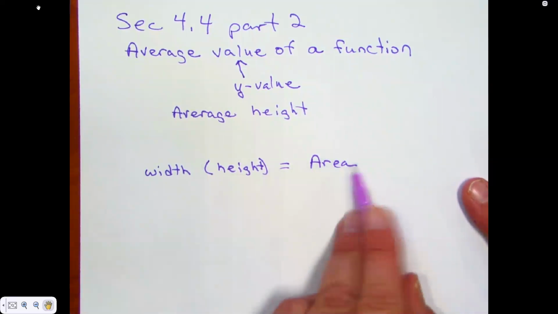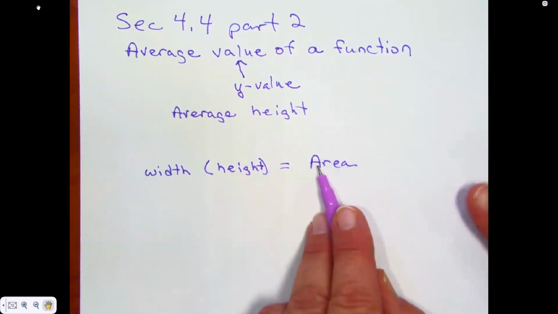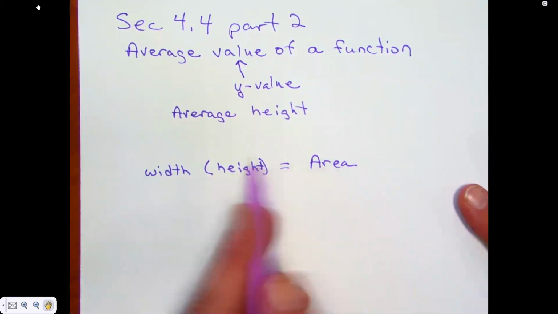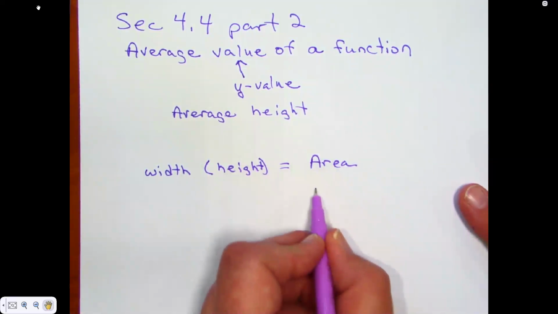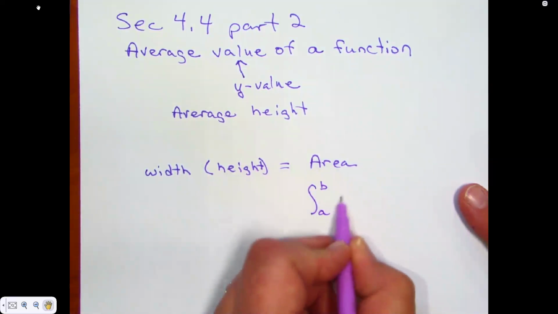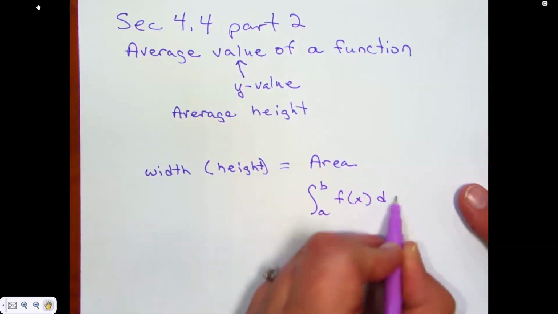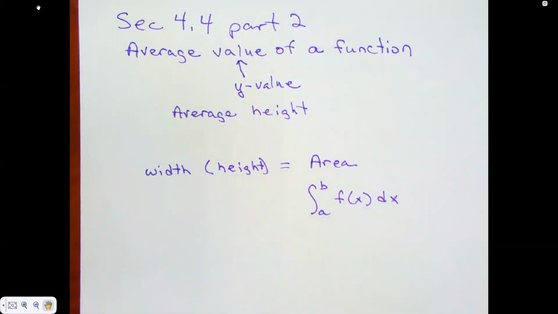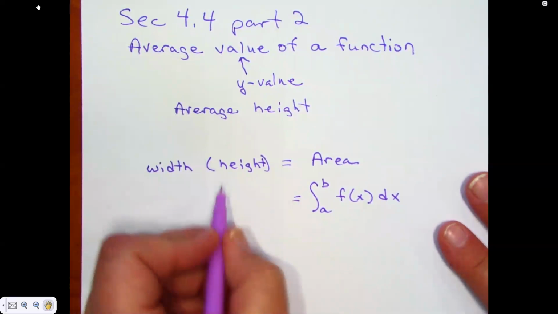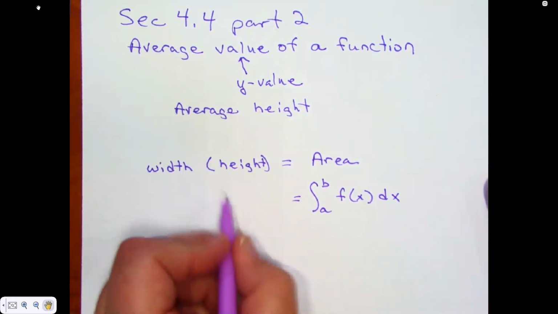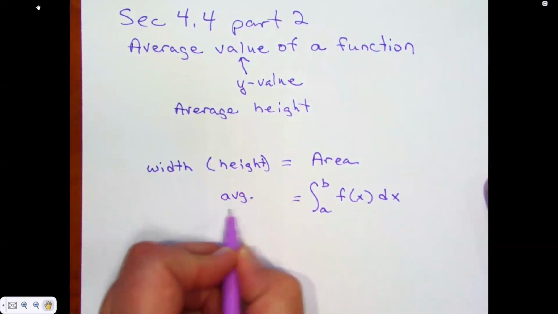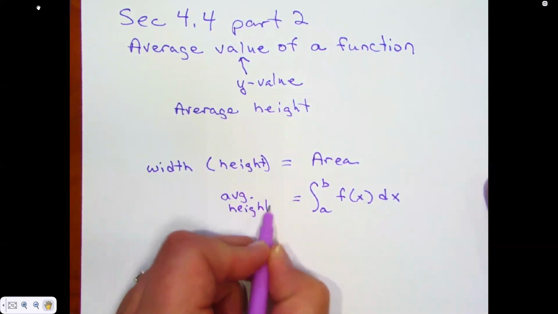Okay, so the area though for us, how do we find area in general? Area is an integral. So this is going to be the integral from a to b of the function f of x dx. Integral goes with area. The height is what we don't know. That's what we're looking for. We'll call it average height. That we're going to solve for.